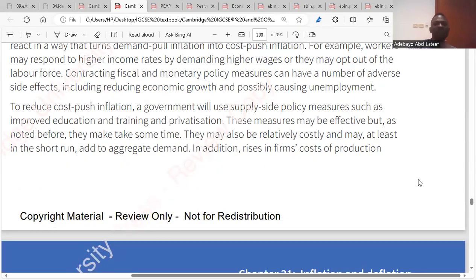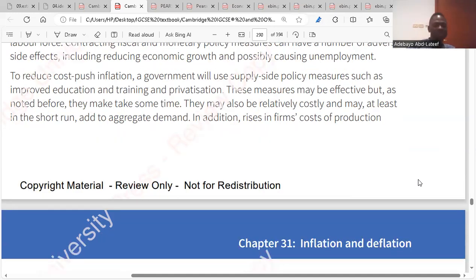To reduce cost push inflation, a government will use supply side policy measures such as improved education and training and privatization. These measures may be effective, but as noted before, they may take some time. They may also be relatively costly and may, at least in the short run, add to aggregate demand, in addition to rises in firms' cost of production.